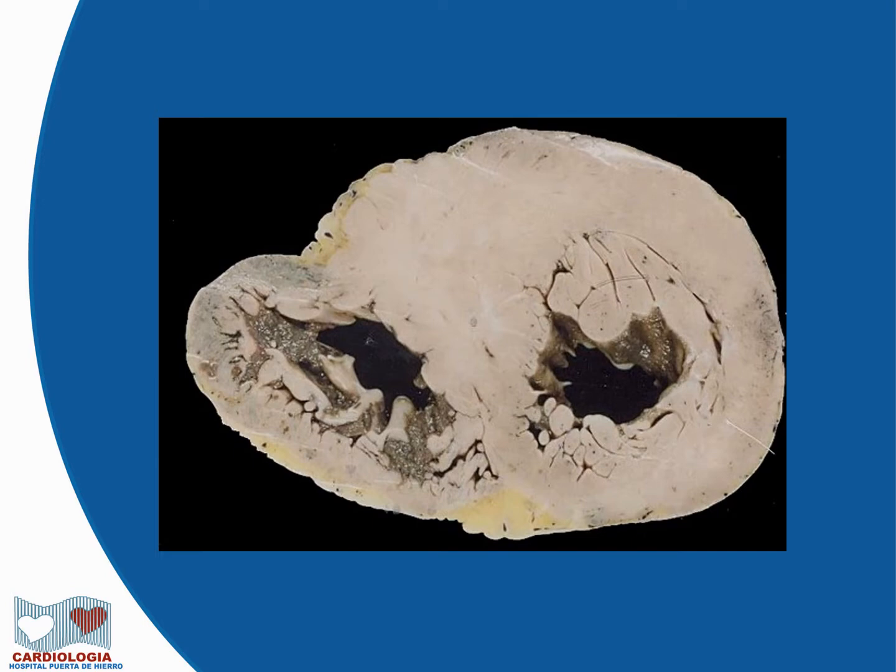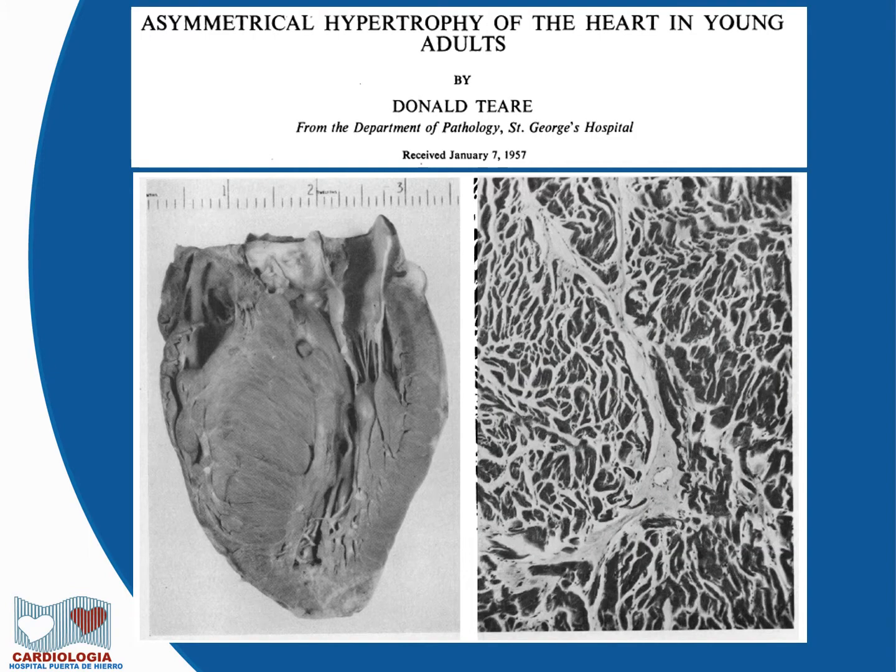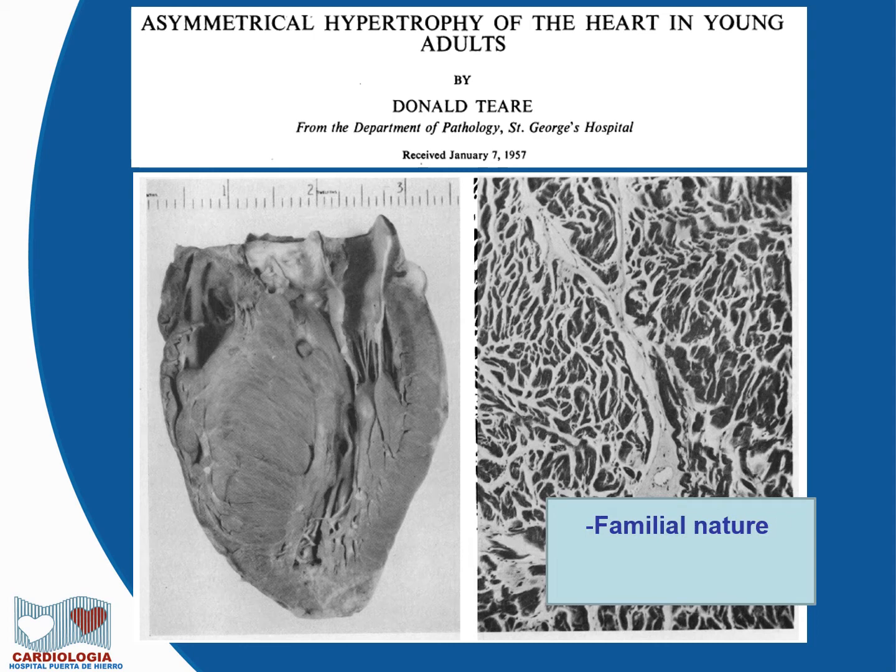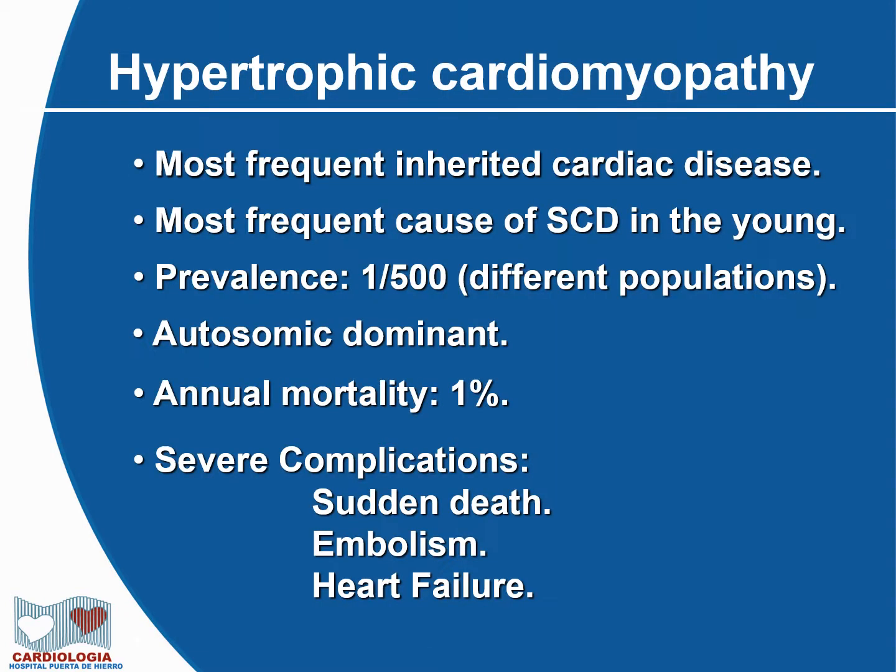It can be both in the left or the right ventricle, and it was first described by Donald Teare, a British pathologist, in the 1950s. He already described the familial nature of this disease, as these were cases of sudden cardiac death in the same family. He also related it to disarray because he not only described the macroscopic findings but also showed that the muscular fibers were showing disarray.